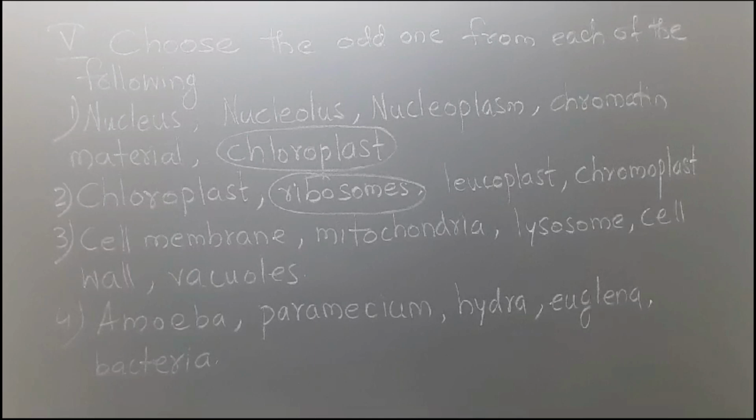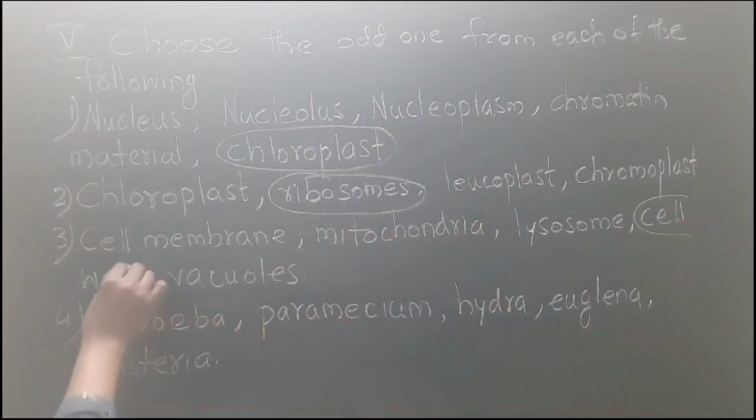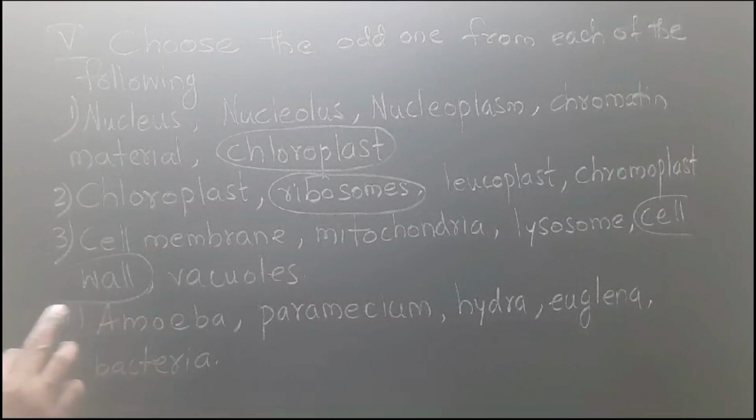Then next, cell membrane, mitochondria, lysosome, cell wall, vacuoles. Cell wall is the odd one. Cell wall is found only in plant cells. Cell wall where we find? In plant cells. Cell membrane, mitochondria, lysosome, vacuoles, all these are present in animal cells as well as plant cells.